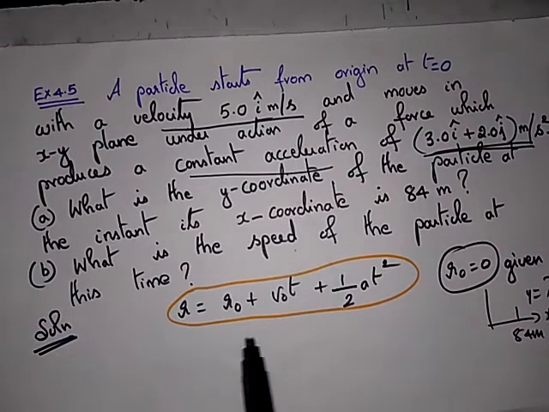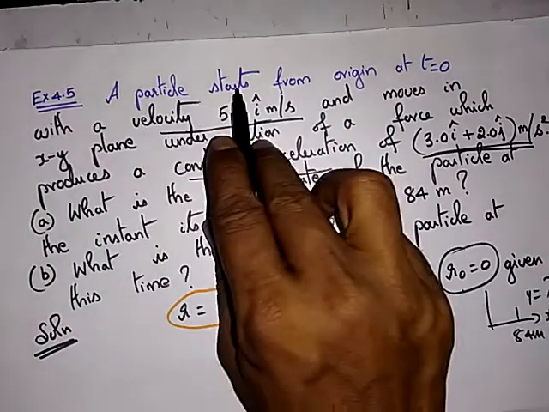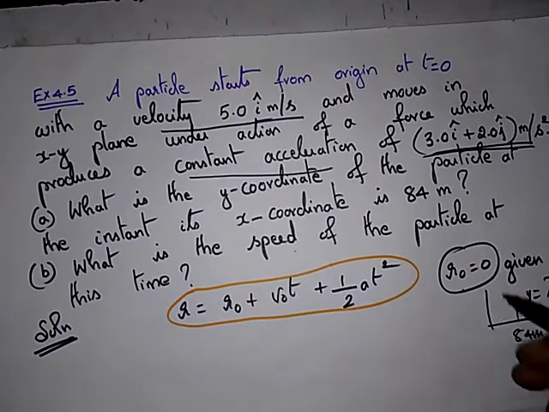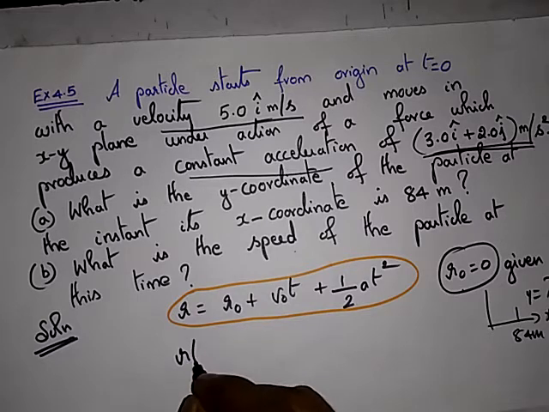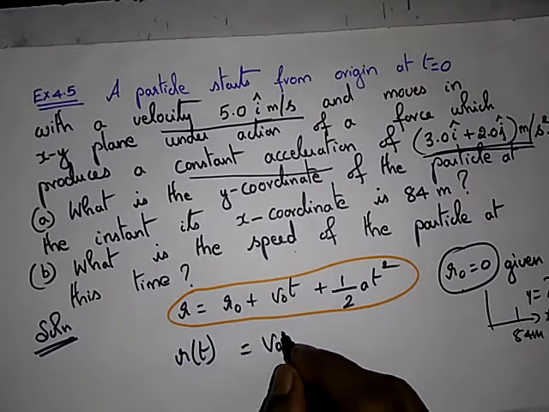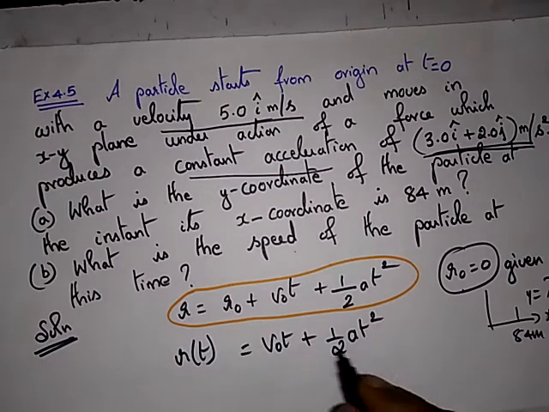Now we have r naught equal to 0, because it is clearly stated that the particle starts from origin at t equal to 0. Therefore r naught equal to 0. Therefore we have r of t equal to v naught t plus half a t square. Okay, both are vectors.